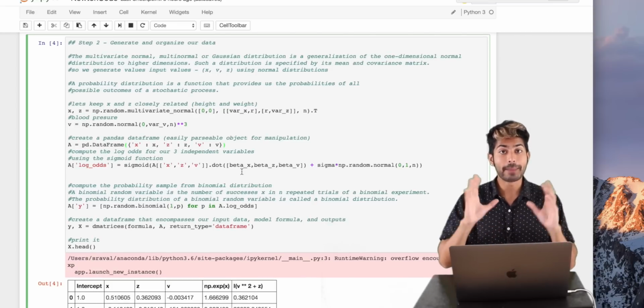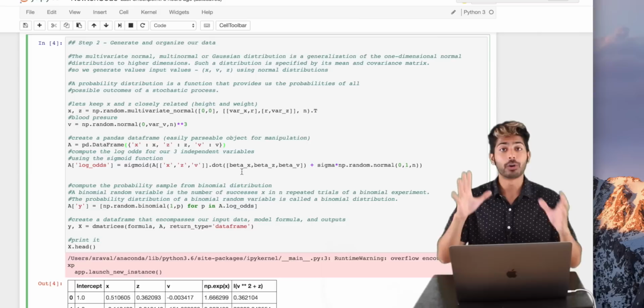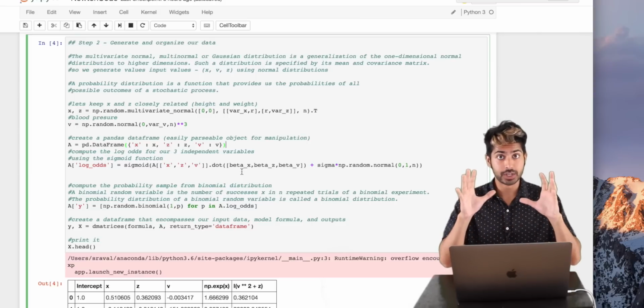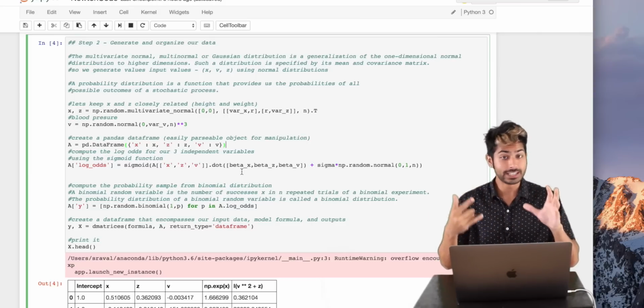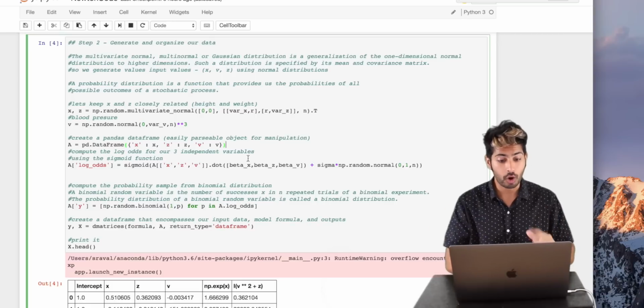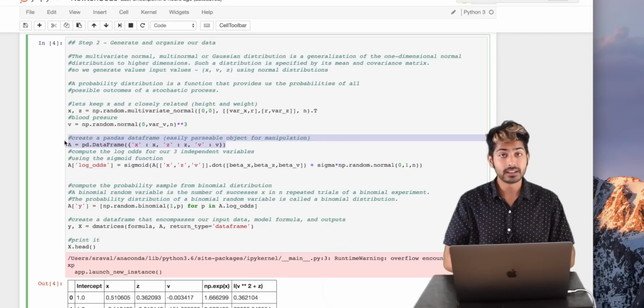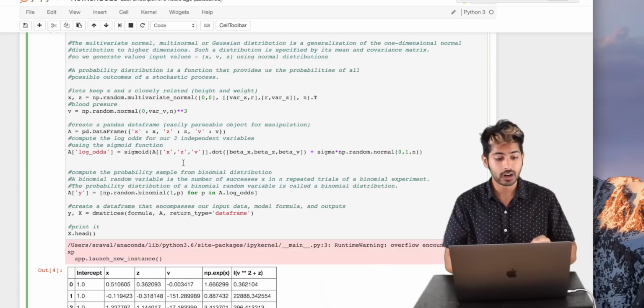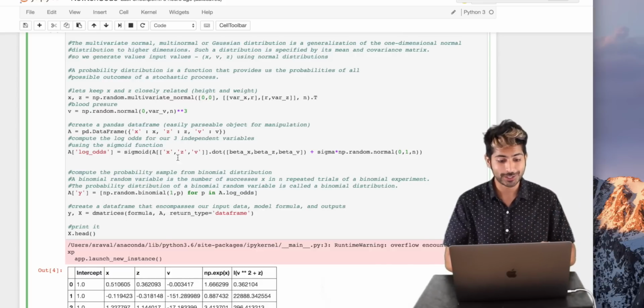So let's create a pandas data frame. Remember I said how in pandas, a data frame is a very neat, neatly packaged object that lets us manipulate our data very easily. So we'll put all three of those variables in our pandas data frame object, and then we're going to compute the log odds for our three independent variables using the sigmoid function.